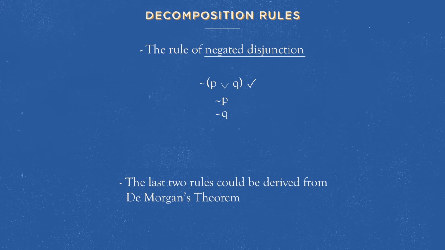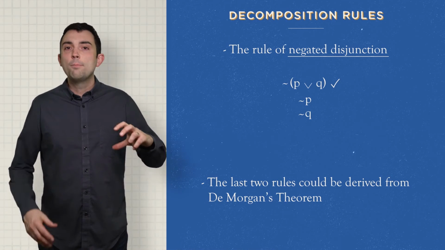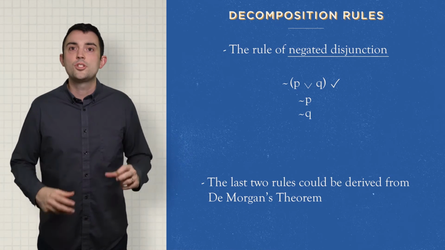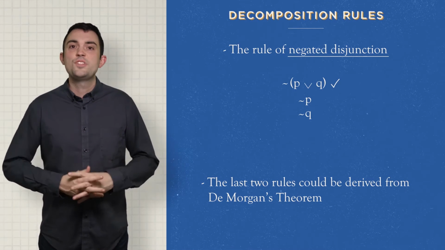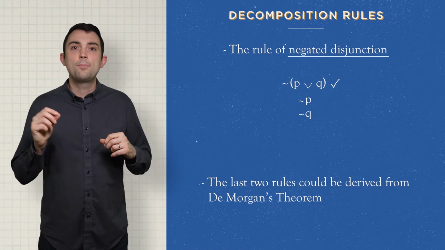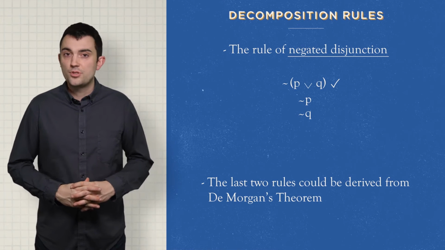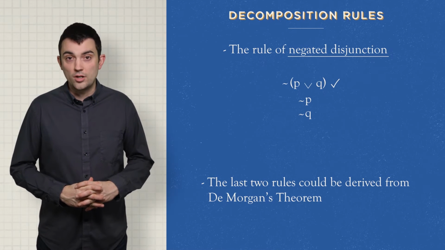The last 2 rules could be derived from De Morgan's theorem. De Morgan's theorem says not both P and Q is equivalent to not P or not Q. So we see the branching of the negated conjunction, and not P or Q is equivalent to not P and not Q, so we don't branch. It can help you to remember the decomposition rules by remembering De Morgan's theorem. Okay, so let's practice a little bit.